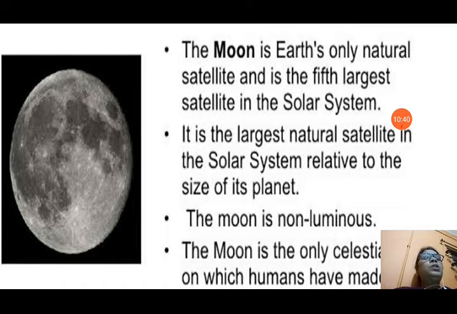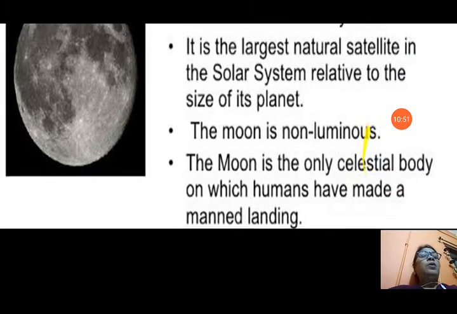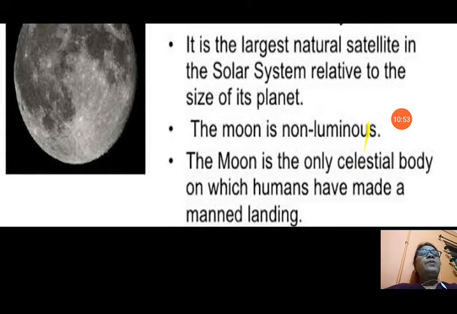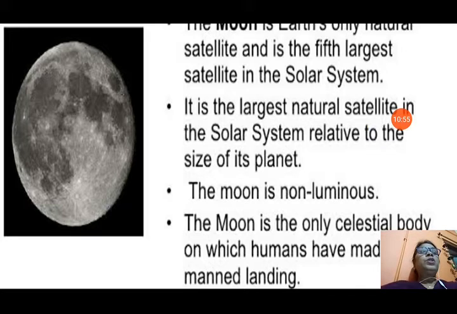The moon is non-luminous because it doesn't have its own light. It reflects the light of the sun. That's why it shines. The moon is the only celestial body on which humans have made a manned landing. So the moon is the only satellite on which man has landed.